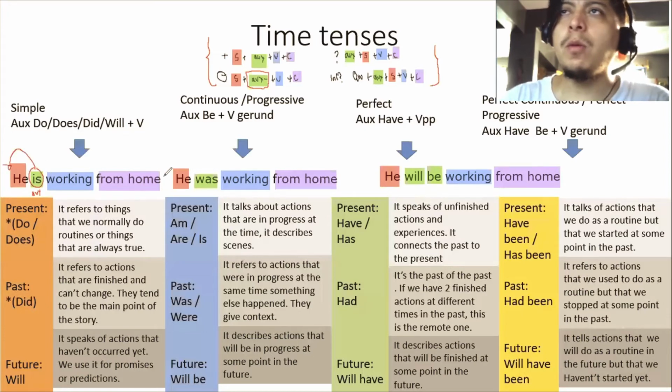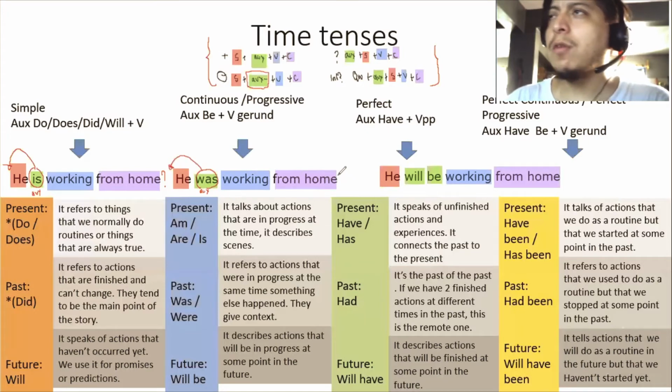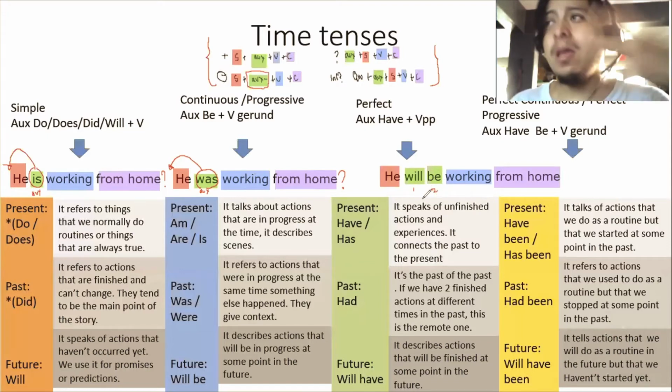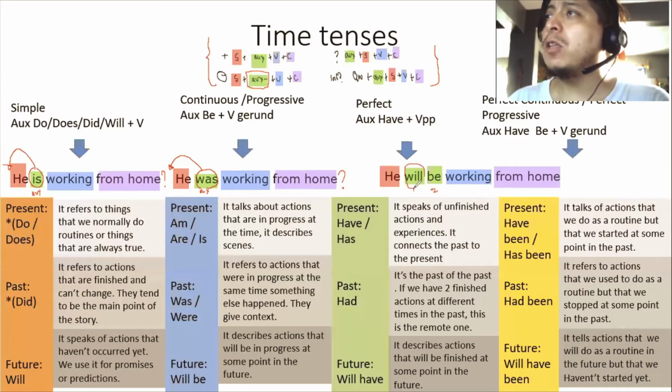Is he working from home? Yes or no. Your auxiliary switches positions with your subject. Was he working from home? Yes, he was, or no, he wasn't. What happens here? In this case, again, we have two parts of the auxiliary. When we have an auxiliary that is 2 or 3 or even 4 words long, only the first part takes the negative, and only the first part switches positions with the subject. So it says, will he be working from home?